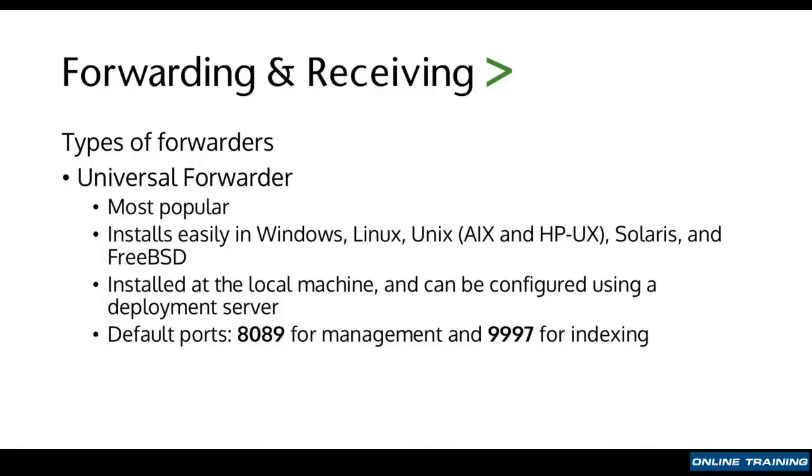Welcome to the segment on forwarders. There are two main types of forwarders in Splunk: universal forwarders and heavy forwarders. In this segment, I'm going to focus mainly on universal forwarders, and in the next segment, we'll talk about heavy forwarders. Universal forwarders are the most popular, they're the easiest to install, and you can install them on the local machine, and they can also be configured using a deployment server if you have a distributed environment set up in Splunk. The default ports that universal forwarders talk on are 8089 for management and 9997 for indexing.